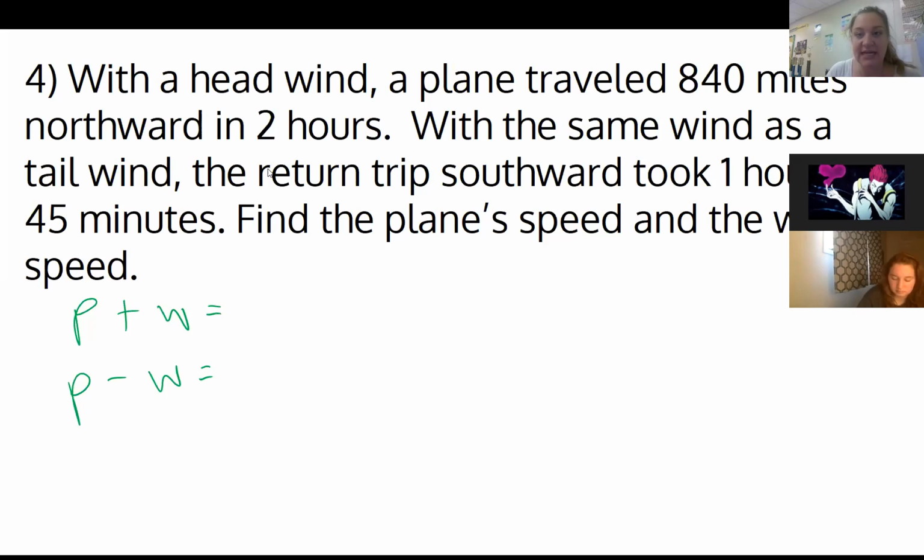Okay, so let's see here. We did 840 miles. It's important that they tell us that they take the same trip, because then you know that the distance was the same. So my mileage each time is 840. Okay, let's see here. Northward, 2 hours is one of my hours. The other one, 1 hour and 45 minutes.